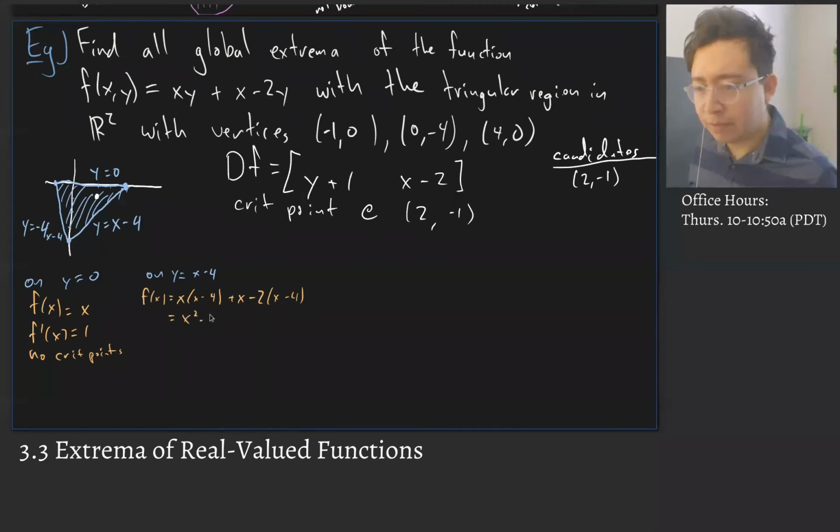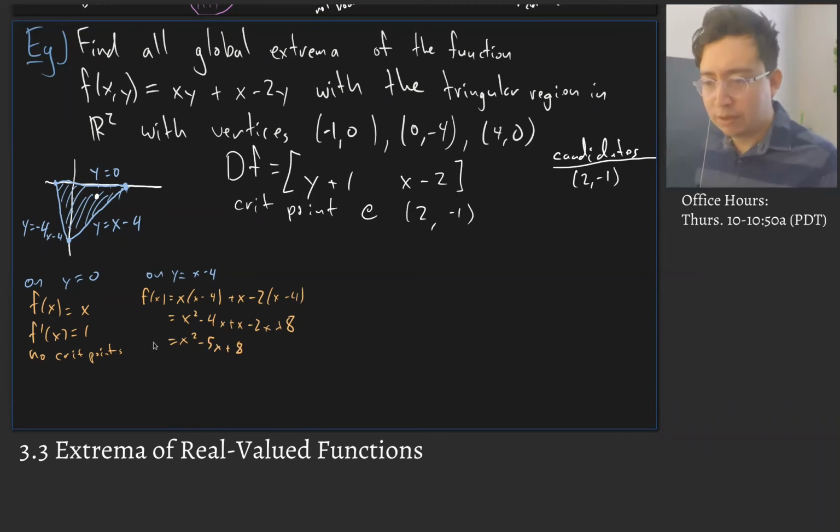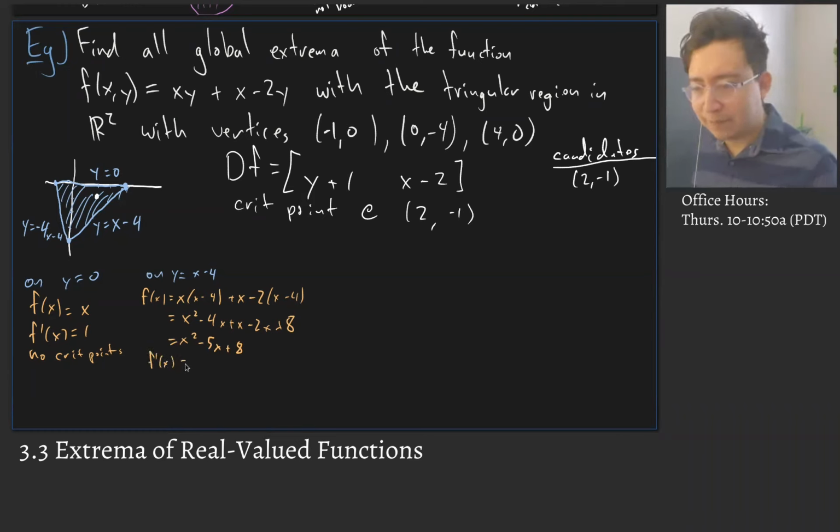We're going to simplify all this. We get x squared minus 4x plus x minus 2x plus 8. Simplify this a little bit more: x squared minus 5x plus 8. So now we're going to take this derivative, f prime of x, and set it equal to 0 once we take the derivative, 2x minus 5.